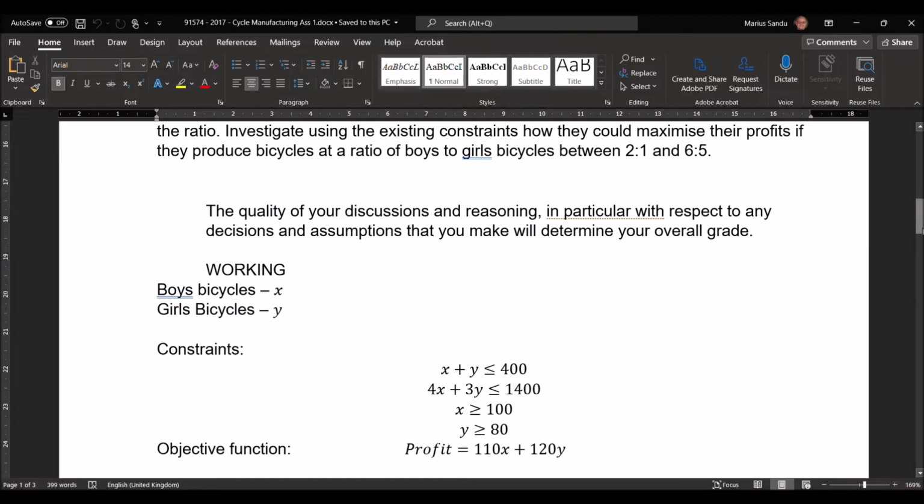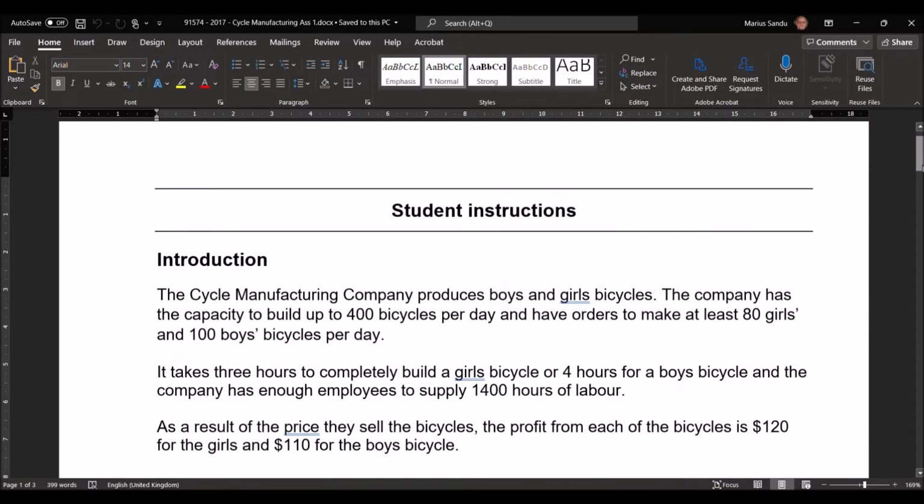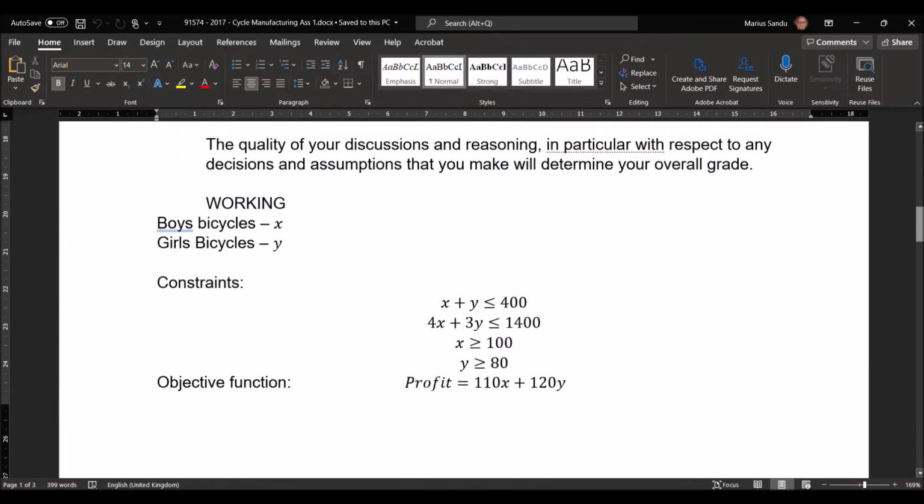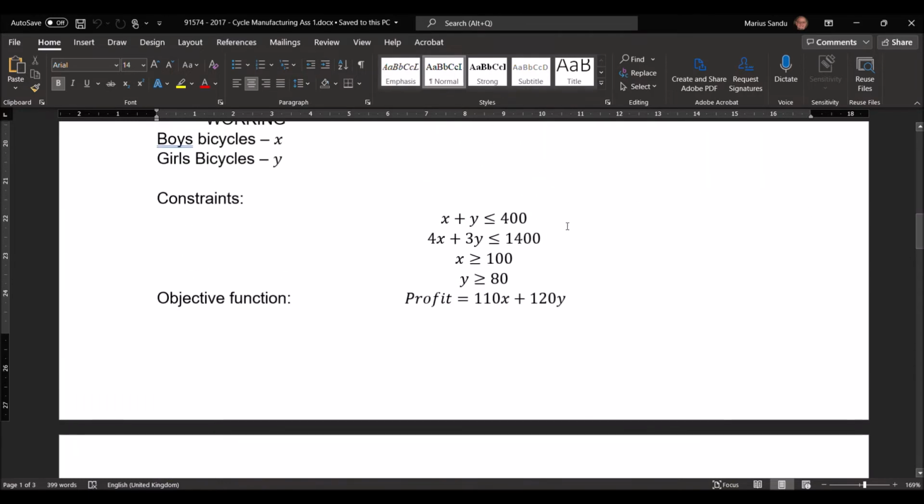And there is also a piece of information here about their capacity. It takes 3 hours to completely build a girl's bicycle or 4 hours for a boy's bicycle, and the company has enough employees to supply 1,400 hours of labor. So let's add that to our constraints: 4 hours times the number of boys bicycles plus 3 hours times the number of girls bicycles needs to be up to 1,400 hours.